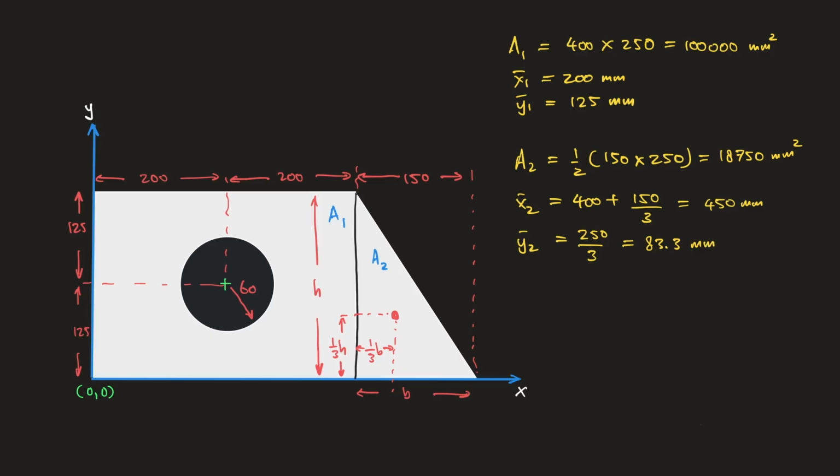And finally, the circle. The radius is 60 millimeters. A3 equals pi times 60 squared, giving us 11,310 square millimeters. From the figure, the center of the circle is at x bar 3 is 200 millimeters, y bar 3 is 125 millimeters. And again, this one gets subtracted, which is a negative area.